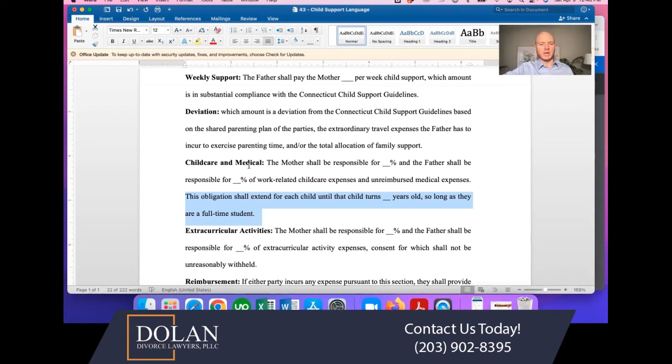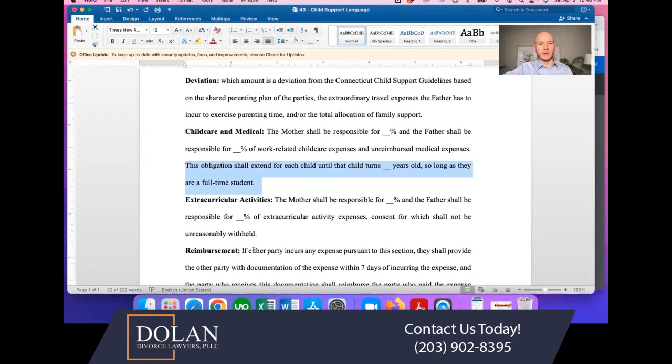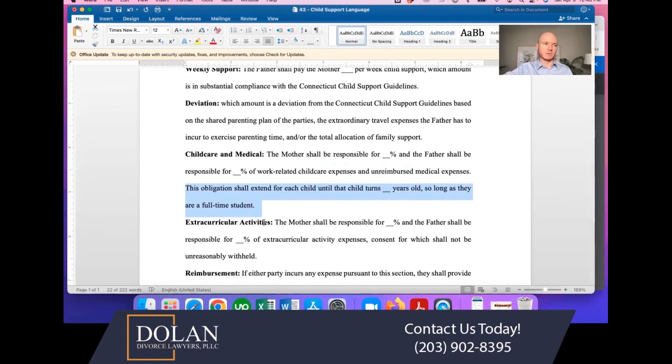Then in addition to childcare and medical, you'll also want to deal with extracurricular activities. So sports and camps, although camps is usually childcare, but the most common thing is sports and other activities, musical instruments, stuff like that. So you put that the mother shall be responsible for a certain percentage and the father shall be responsible for a certain percentage of extracurricular activity expenses, consent for which shall not be unreasonably withheld.